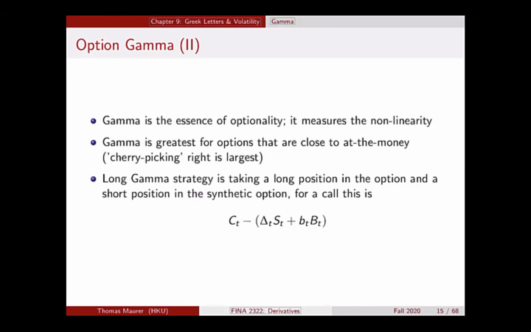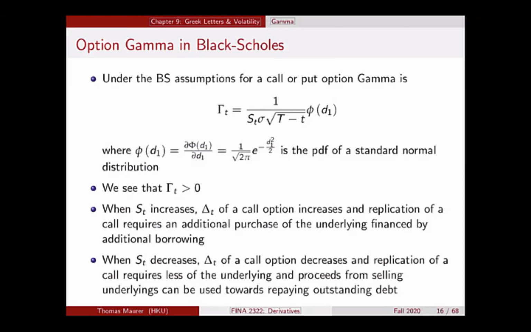Now, taking a long position in gamma basically means buying an option. Let's, for example, say taking a long position in a call and short selling delta number of stocks and B number of bonds. What does the gamma look like in the Black-Scholes formula? If you take the second derivative of the Black-Scholes formula with respect to S for either a call or a put option, you're going to get exactly the same result. And again, this thing is always going to be positive.